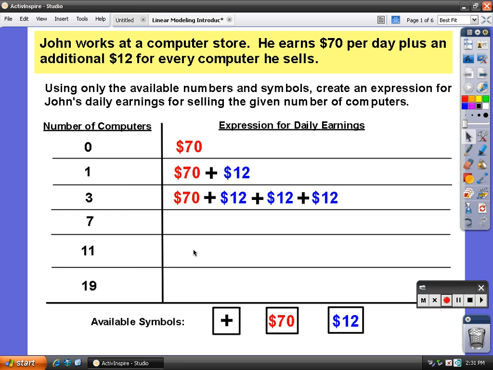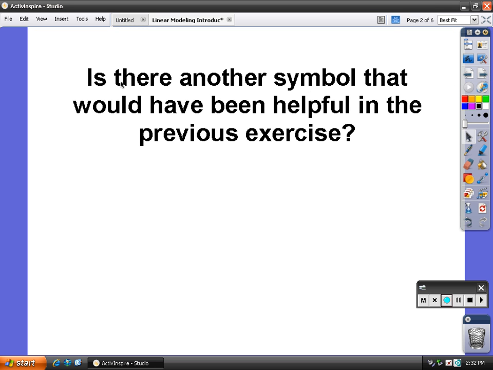I usually don't have them complete the row for 11 computers or 19 computers. Instead, by the time we finish 7, I go to the next page in the flip chart, which asks them, is there another symbol that would have been helpful? And right away they notice that yes, it is a multiplication symbol.